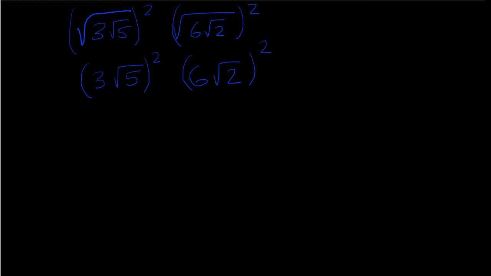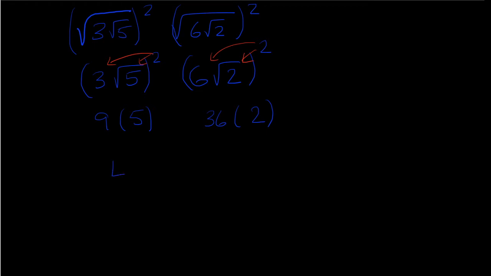This 2 distributes to both the 3 and the square root 5. So 3 squared is 9, times square root of 5 squared is 5. And then same thing with this other 2. This 2, this exponent, goes on 6 and square root 2. 6 squared is 36, square root of 2 squared is 2.